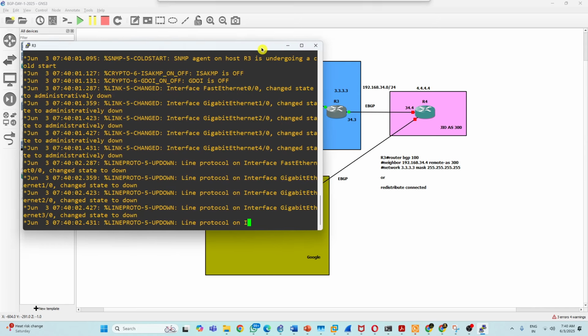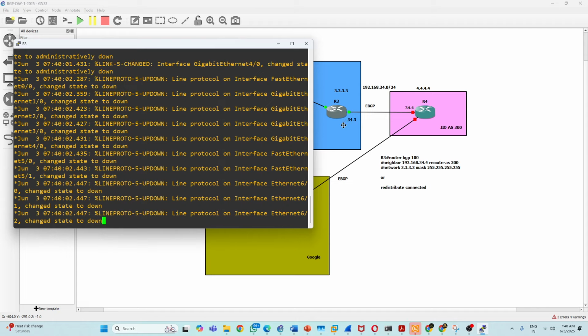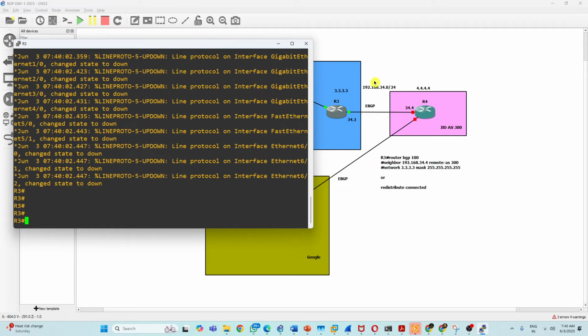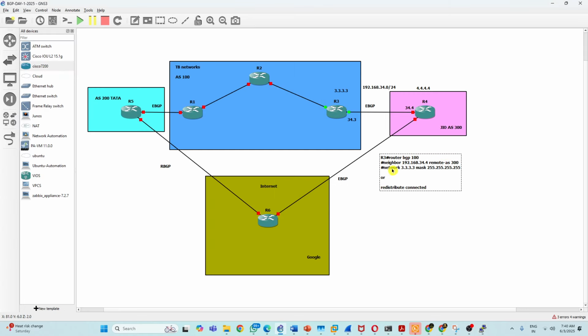Whatever networks are assigned to interfaces, 3.3.3.3 and 34.0, will be redistributed into BGP. If you don't use redistribute, you need to use the network command three times, for 3.3.3.3, 34.0, and here 23.0. So with a single statement, we are redistributing directly connected routes.